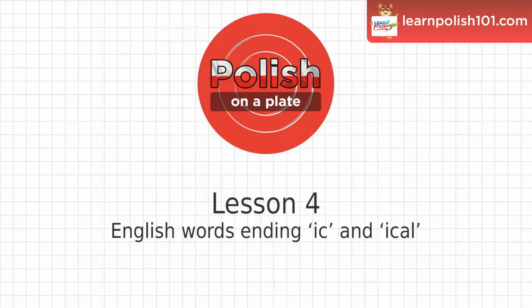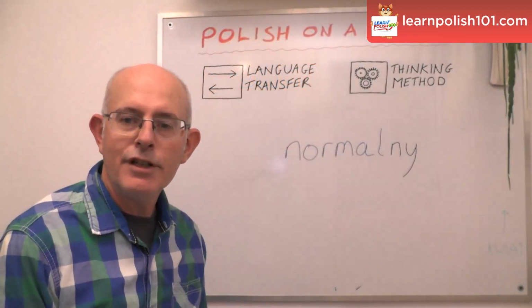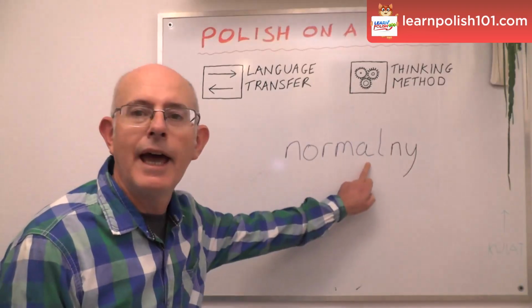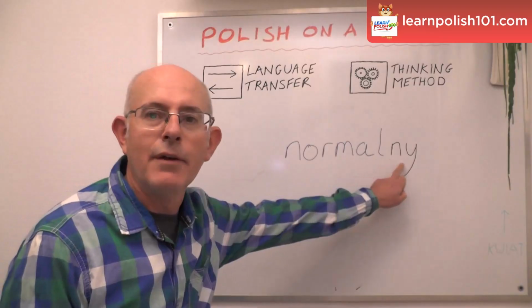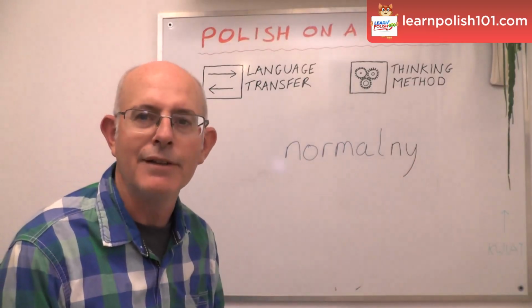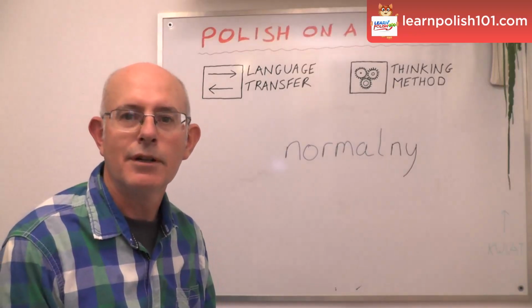Lesson 4. English words ending in ic and ical. Right, so in the first lesson we looked at how we could take English words which ended in al and just add ny to them and we get the Polish. And we worked a bit on pronunciation. In this lesson we're going to look at a similar concept.